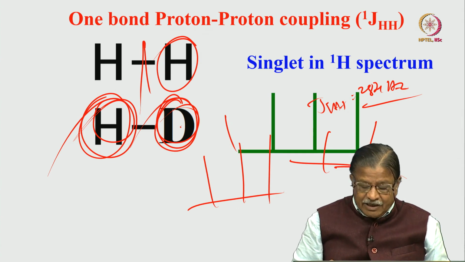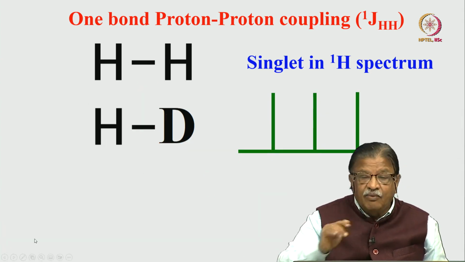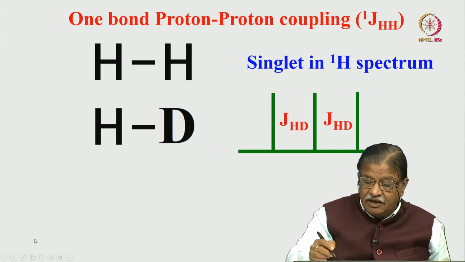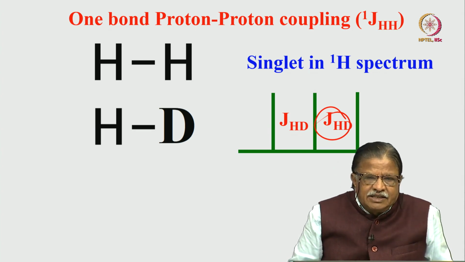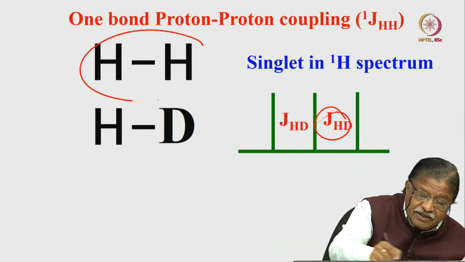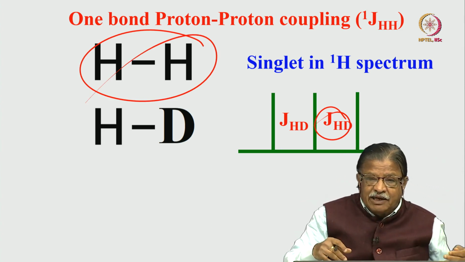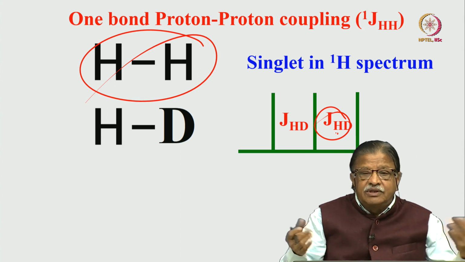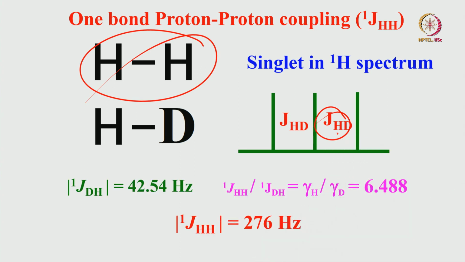So, okay, I get a spectrum like this. Then what are you going to do here? If I measure the separation, what do you get? You measure this, you get JHD. Fine, I got JHD, but I still have not got JHH. My idea is to get JHH. JHH is the one which is not getting reflected in the spectrum. If I get JHD, what is the use? But remember, this is a fantastic, very good formula.